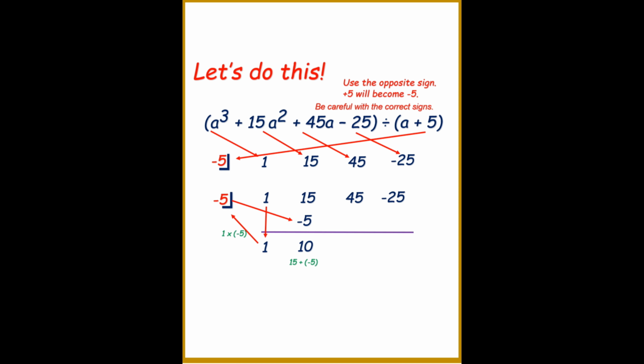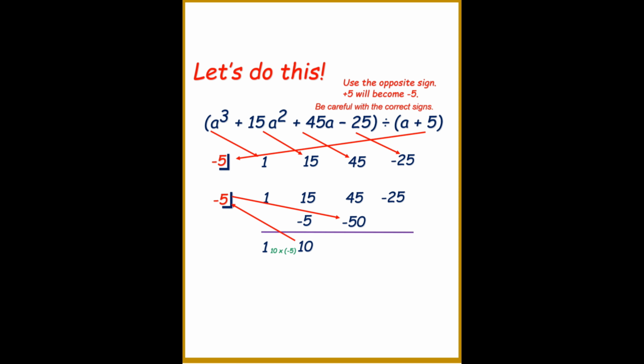And the process will be the same. So let's focus on number 10. What are we going to do? We are going to multiply 10 times negative 5, and we put the answer under the third number, which is 45 in this case. 10 times negative 5 is negative 50.